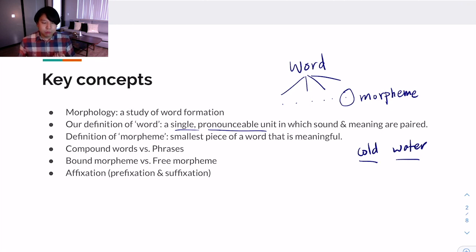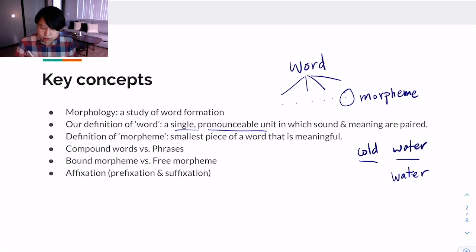The definition of a morpheme is the smallest piece of a word. It's a part of a word that is still meaningful. So when you say something like water, is wat a morpheme? It's not, because wat doesn't have a separate meaning. It cannot be called a morpheme. Water itself is a single morpheme word.